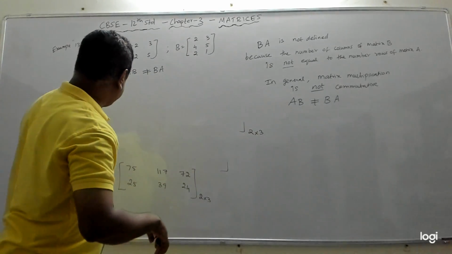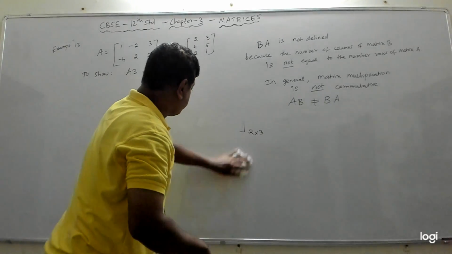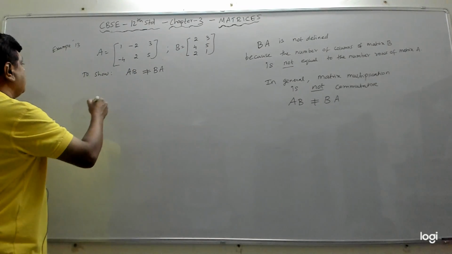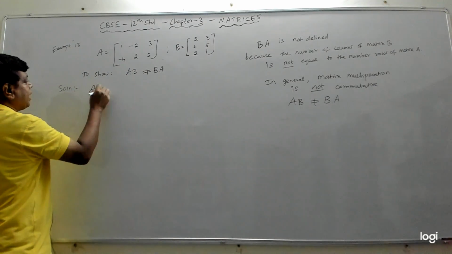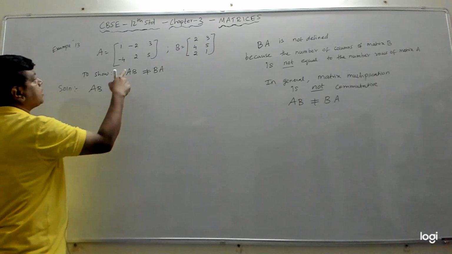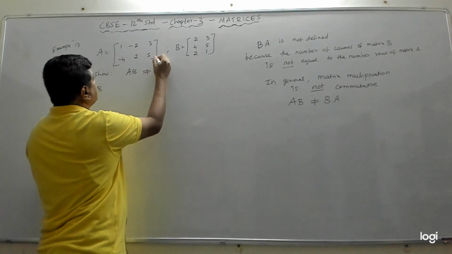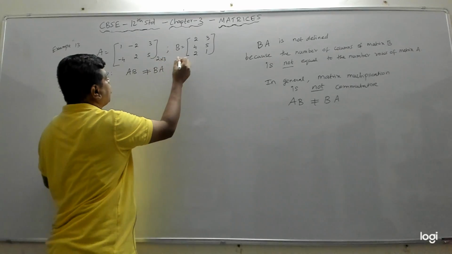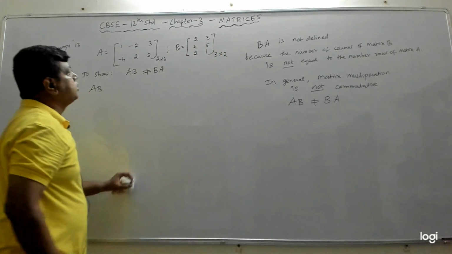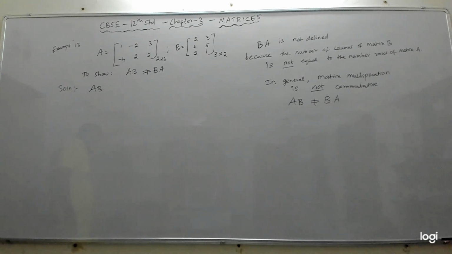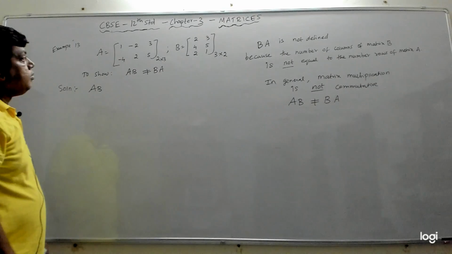So in this particular case, given two matrices A and B, we have to show that AB is not equal to BA. Now let's try to perform AB. Can I multiply A with B? Let's write the order of each. The order of A is 2 cross 3, 2 rows and 3 columns. The order of B is 3 cross 2.